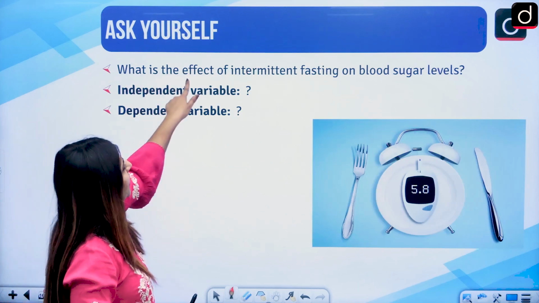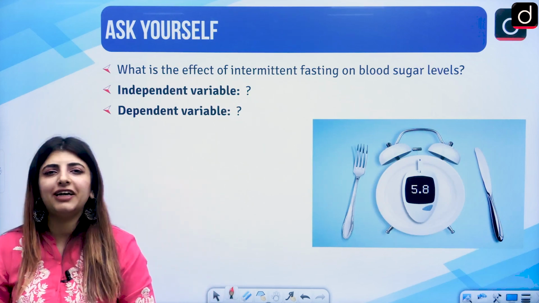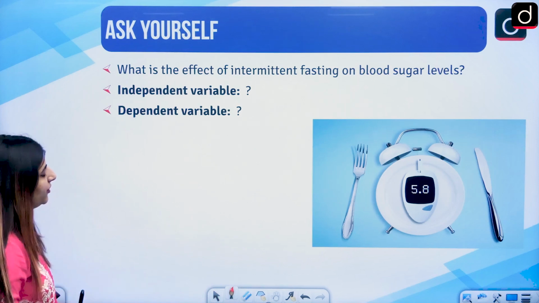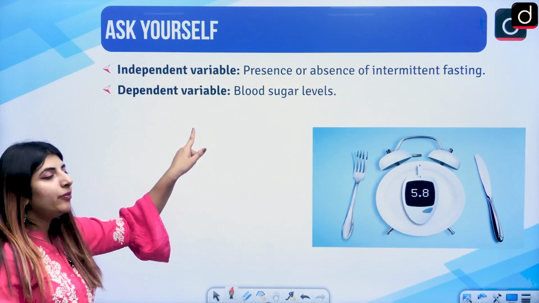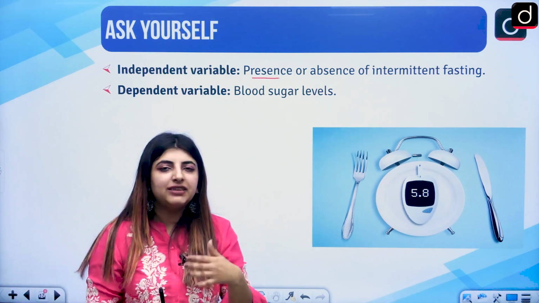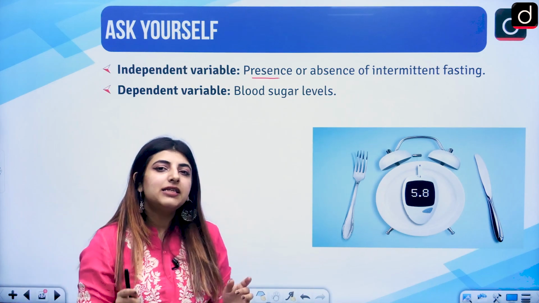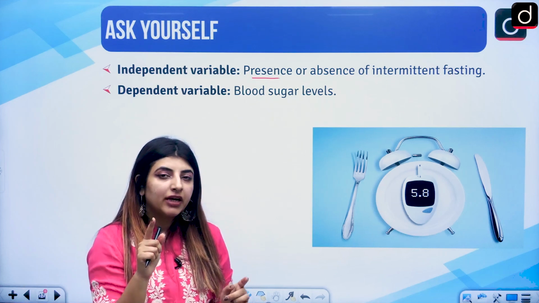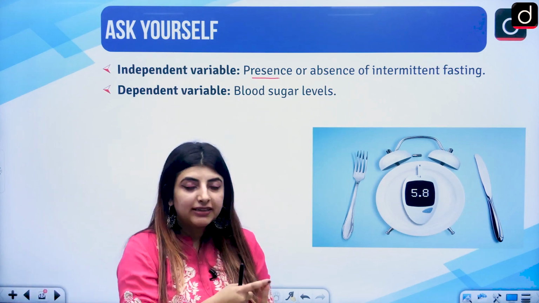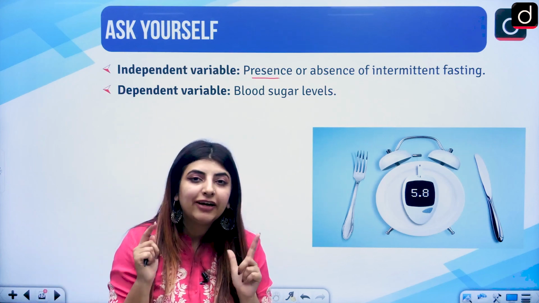Next is, what is the effect of intermittent fasting on blood sugar levels? Try to identify, dear students. The answer to this question is, independent variable will be presence or absence of intermittent fasting, which means that you are taking breaks, right, and you are eating. That is intermittent fasting which is there, right? So, of course, you are going to see if you are following the intermittent fasting rule, or if you are not.